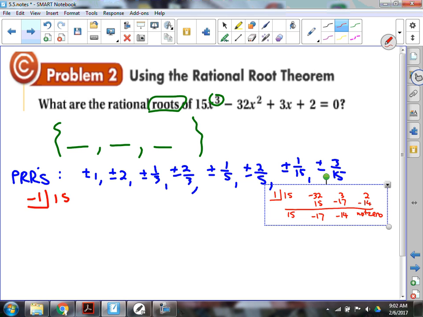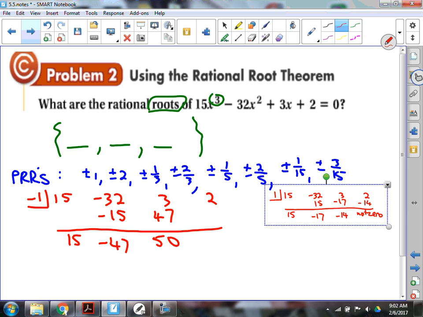So we got 15, negative 32, 3, and 2. So there's 15. Negative 15. Oh, this is going to get big real quick. Negative 47. That's 47. That's 50. That's negative 50. That's not 0. So after two attempts, nothing.